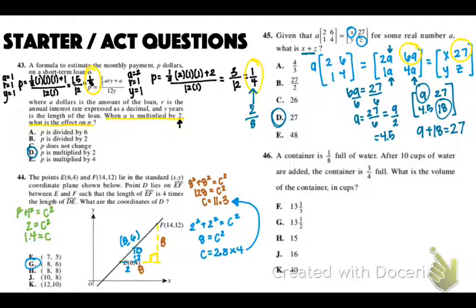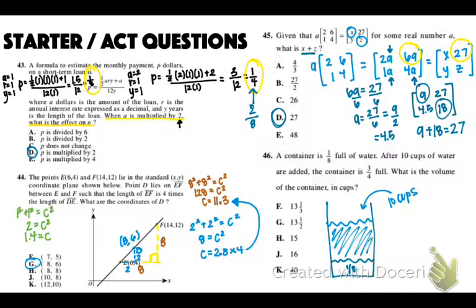Okay, this last one, a container is 1/8 full of water. So we have this container, and this is 1/8 full of water right here. 10 cups are poured into here. And then the container now is 3/4 full of water. So this is now at 3/4, and this is our 10 cups right here.